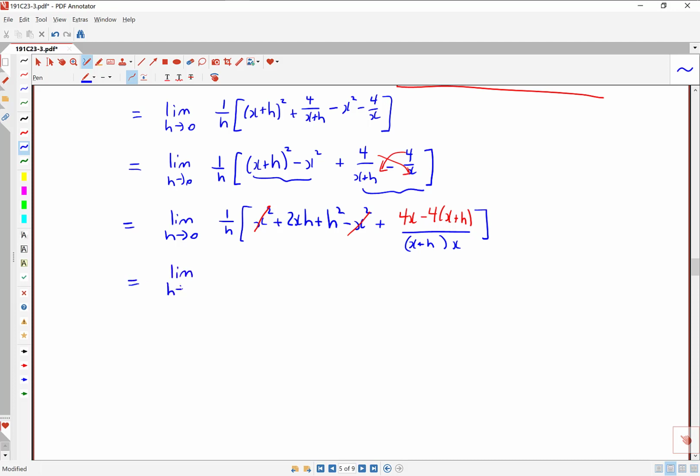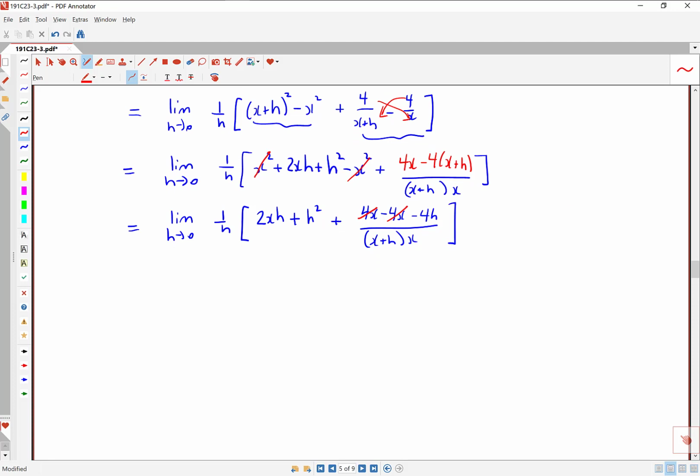So limit as h goes to 0, 1 over h times 2xh plus h squared plus, let's do a little bit of simplifying in this fraction. So remember what we said in our recap, you want to keep the denominator factored. So just leave that denominator alone. And let's clean up the numerator. So we'd have 4x minus 4x minus 4h. And then the nice thing here is that the 4x and the minus 4x will cancel. So we're really just getting minus 4h for that numerator.